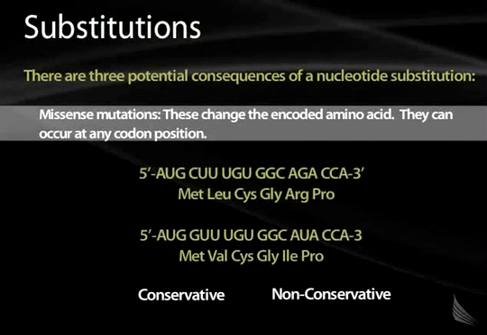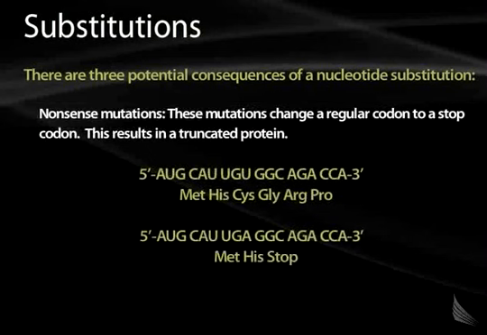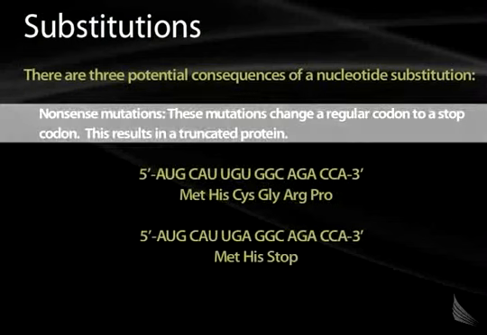You go from a positively charged arginine amino acid to now a hydrophobic and neutral amino acid, isoleucine. This is much more likely to change the structure and/or function of the protein in which this amino acid resides. And so these we call non-conservative changes because they change one type of amino acid to a completely different type of amino acid.